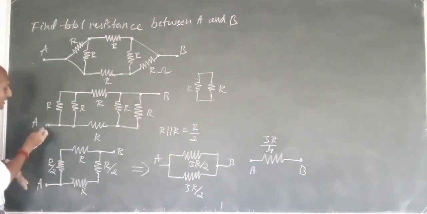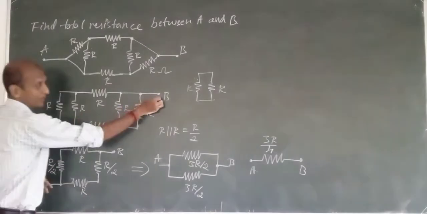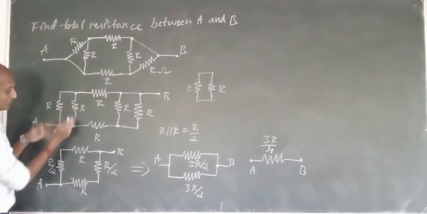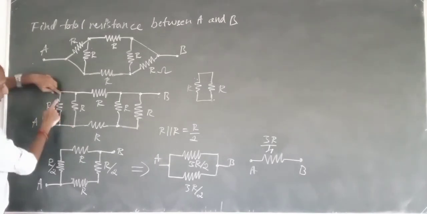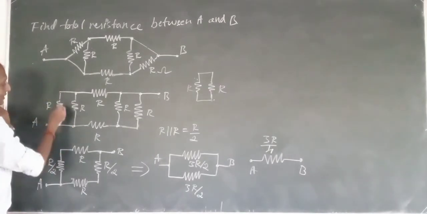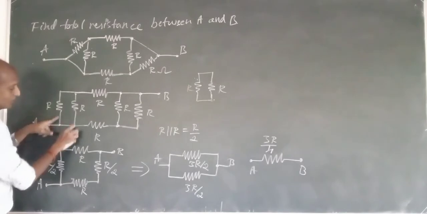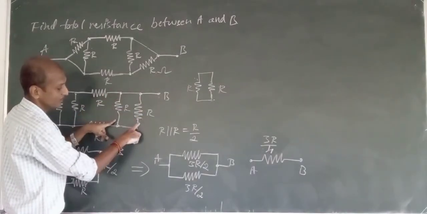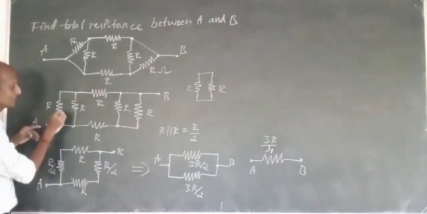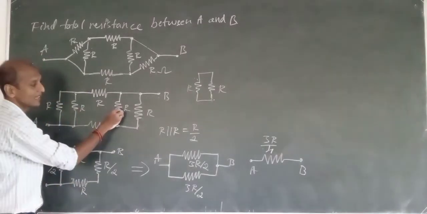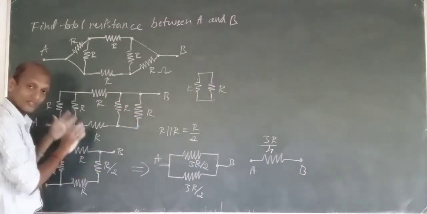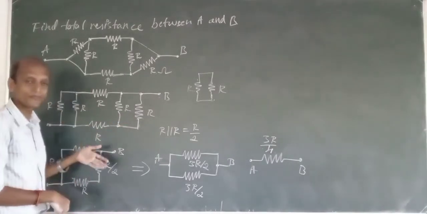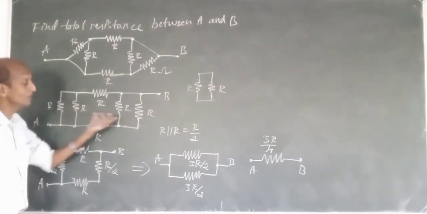Fine. So here this is our point A, this is our point B. Now this R is in parallel with this. Clearly I can see the upper two ends are connected together, and the lower two ends are connected together. Here also upper ends are connected together and lower ends are connected together. So this R is in parallel with this, and this R is in parallel with this. First we have to solve these parallel combinations, then we will go further.